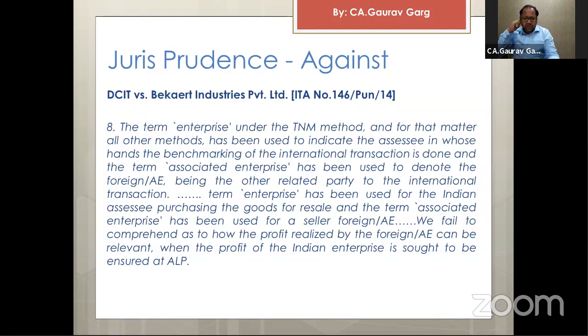So in both the judgments, that is BCART and Onward Technologies, it was held that one cannot take a foreign AE as a tested party. So two tribunals very clearly said you cannot take a foreign AE as a tested party. And then more judgments came on the same ground that you cannot take a foreign AE as a tested party.